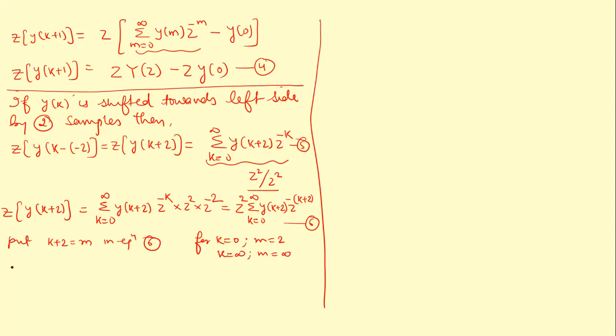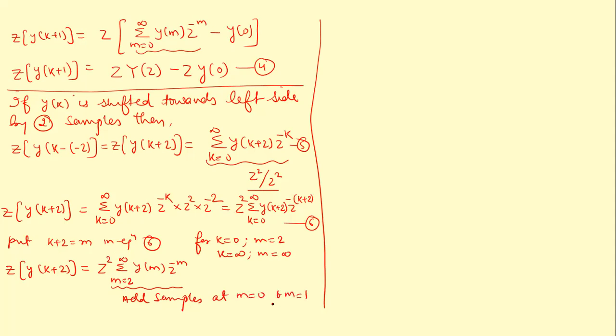Now, when we do so, we have y(k+2), and then we have z squared and summation m equal to 2 to infinity, y(m) and z raised to the power minus m. Now here this part is starting from m equal to 2. So we need to add samples at m equal to 0 and m equal to 1 in this equation.